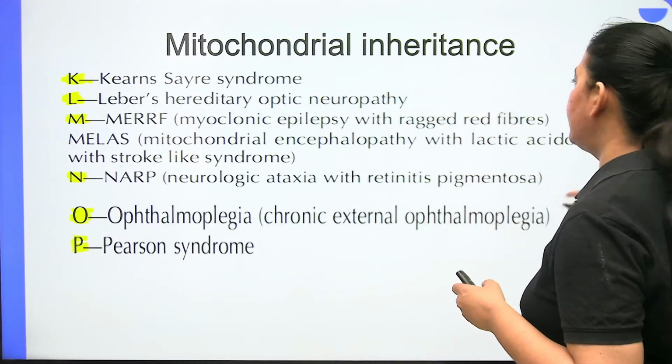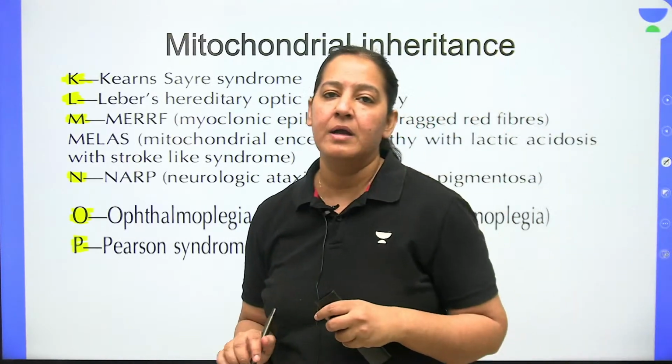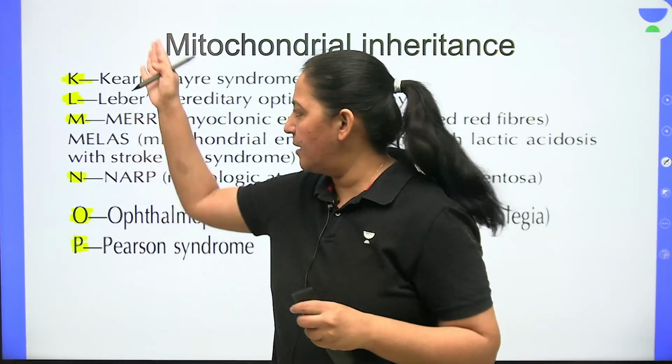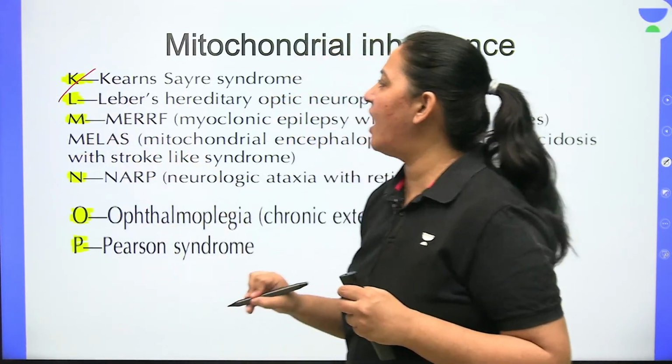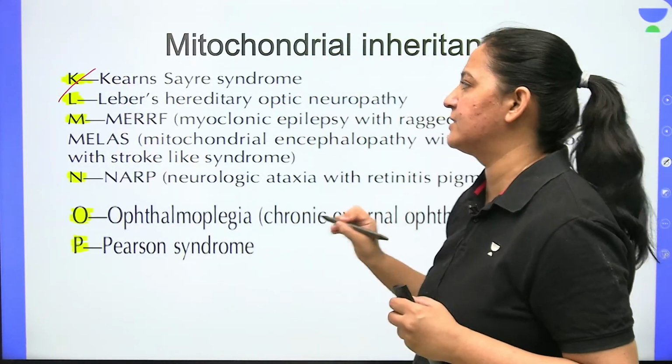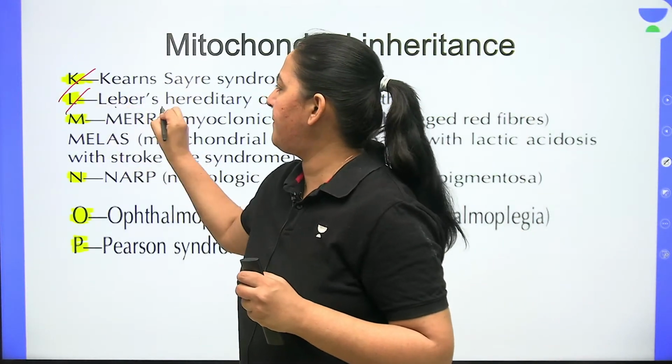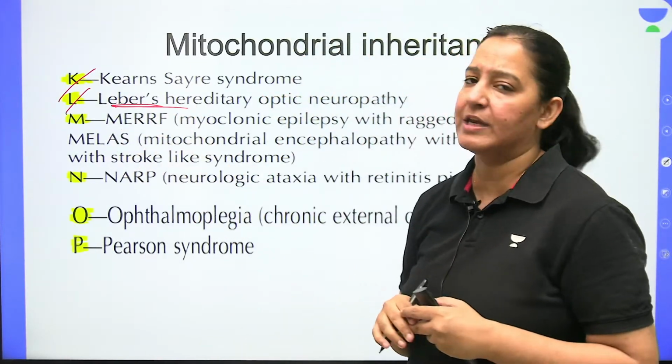So what is mitochondrial inheritance? The mnemonic is KLMNOP. In the alphabets ABCD, they come together. KLMNOP. So K stands for Kearns-Sayre syndrome. L is Leber. Leber पे PYQ है. Leber hereditary optic neuropathy.